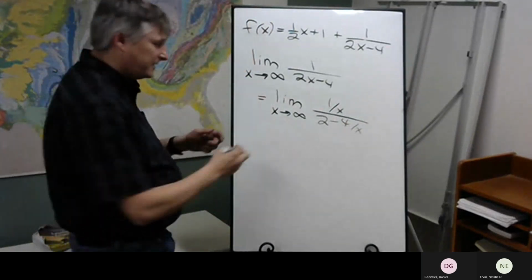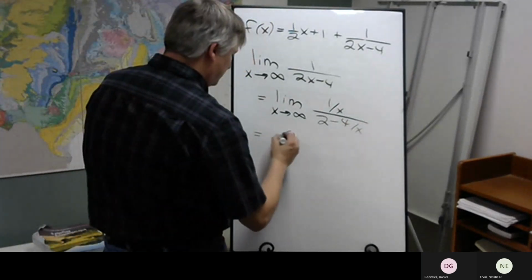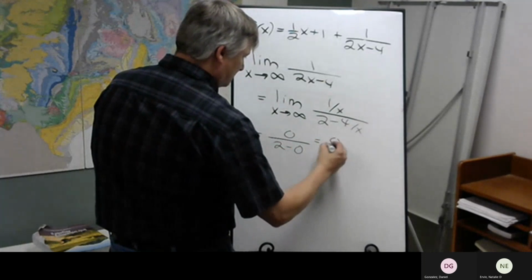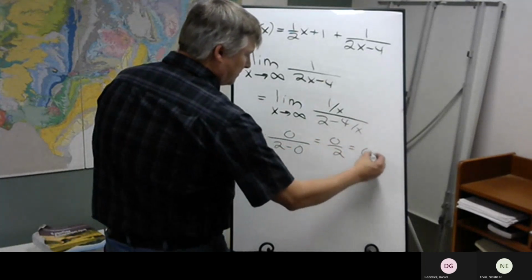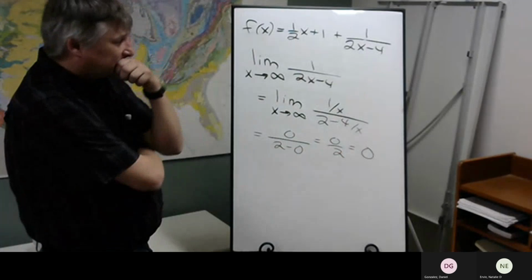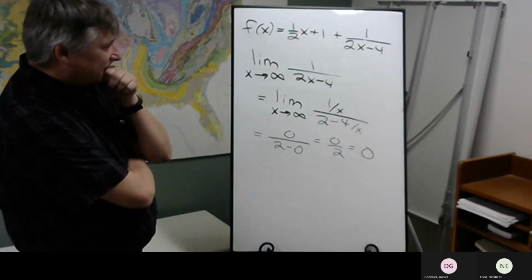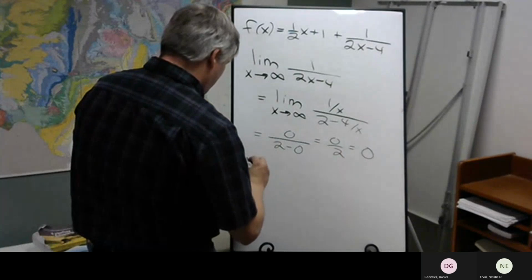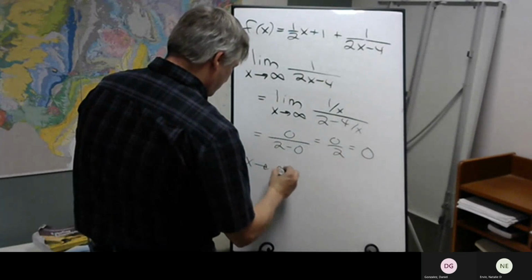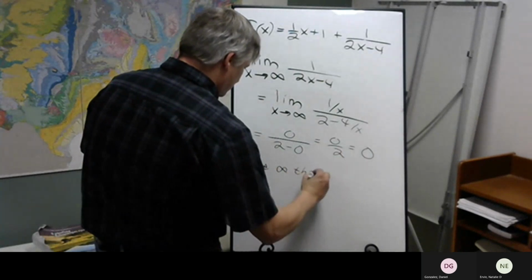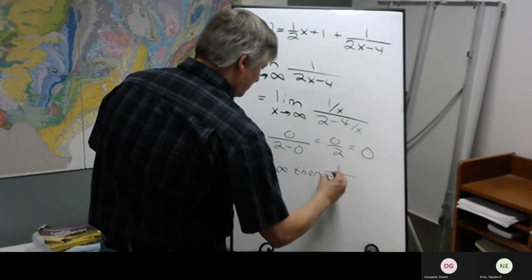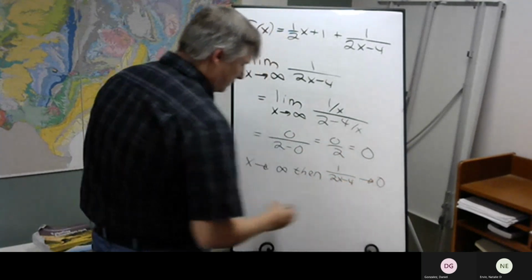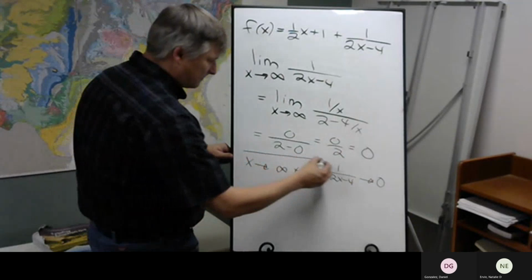And as x goes to infinity, we're going to get 0 over 2 minus 0, 0 over 2. So as x goes to infinity, then 1 over 2x minus 4 goes to 0.